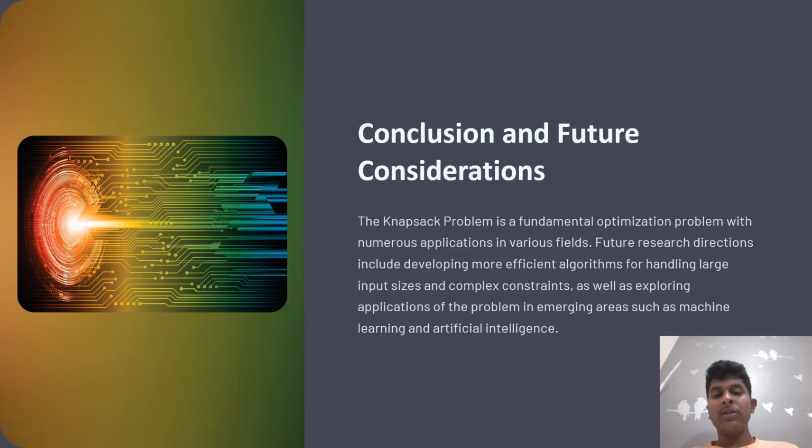Conclusion and future considerations. The knapsack problem is a fundamental optimization problem with numerous applications in various fields. Future research directions include developing more efficient algorithms for handling larger input sizes and complex constraints, as well as exploring application of the problem in emerging areas such as machine learning and artificial intelligence.